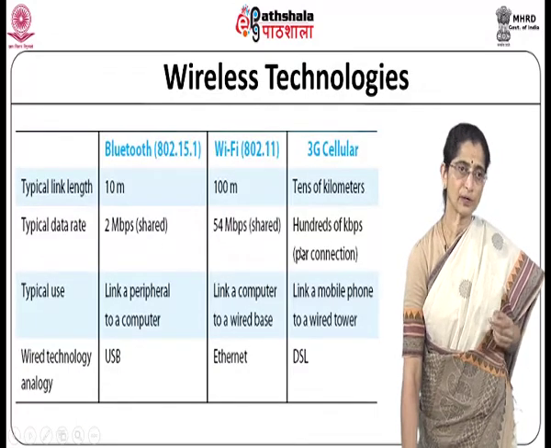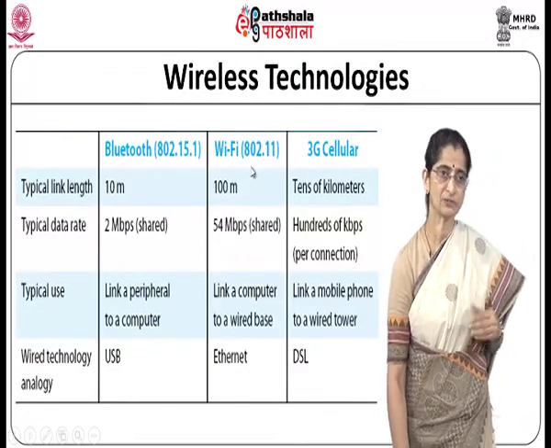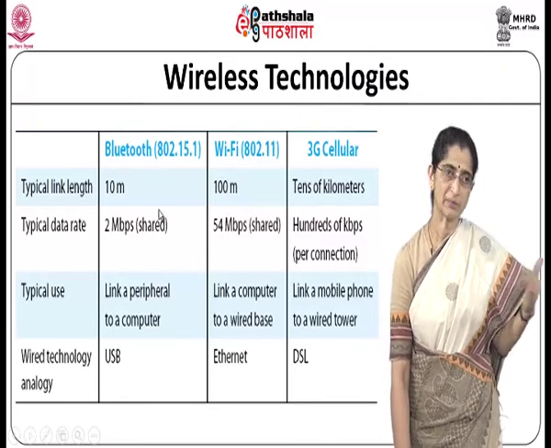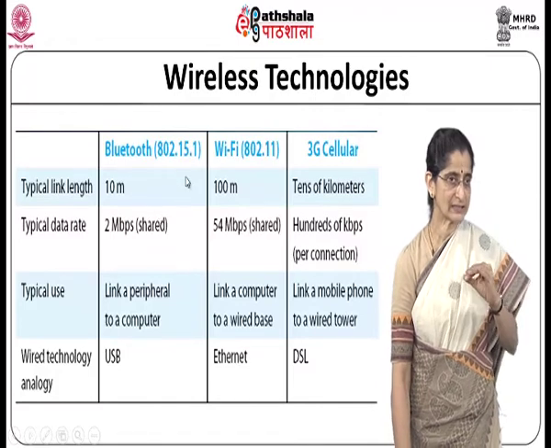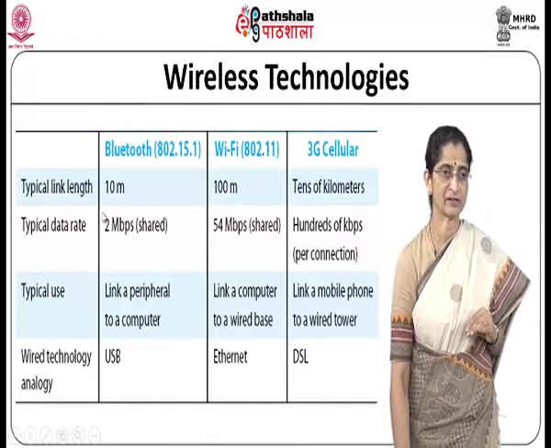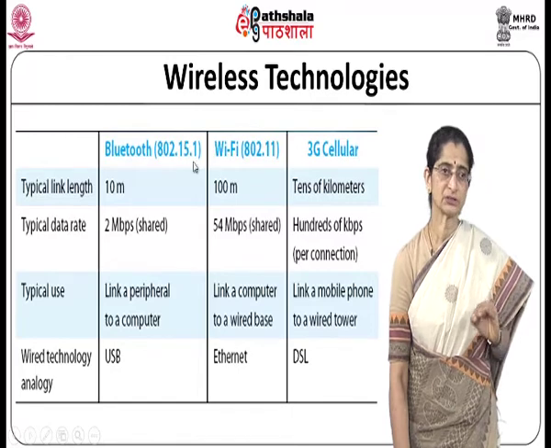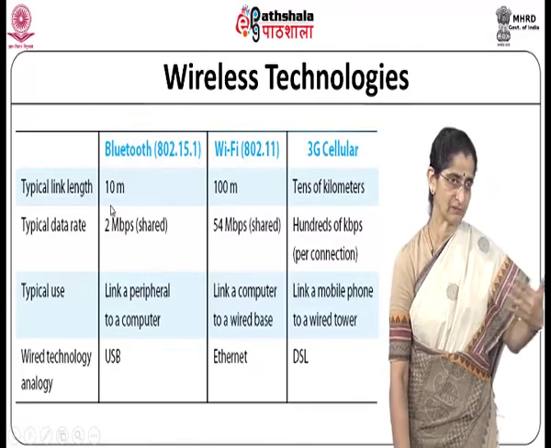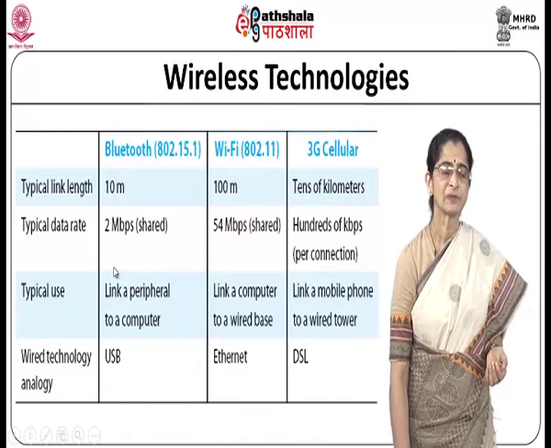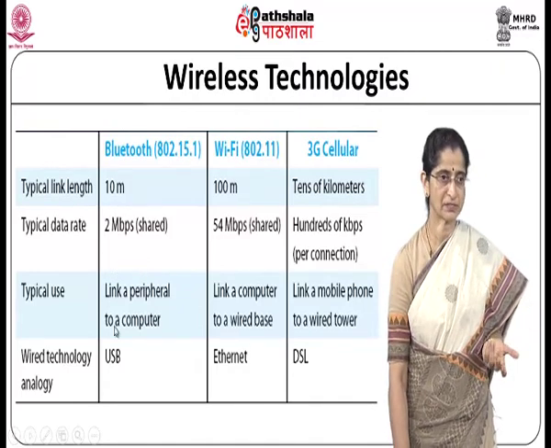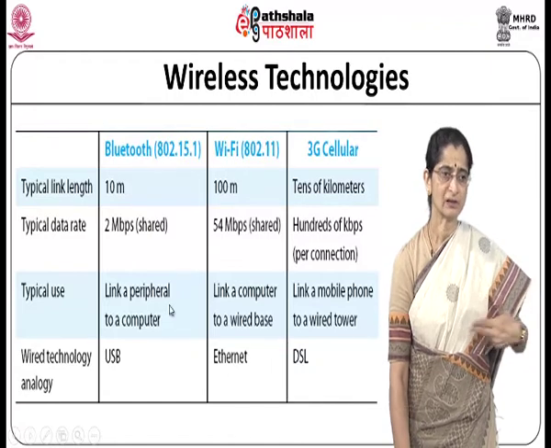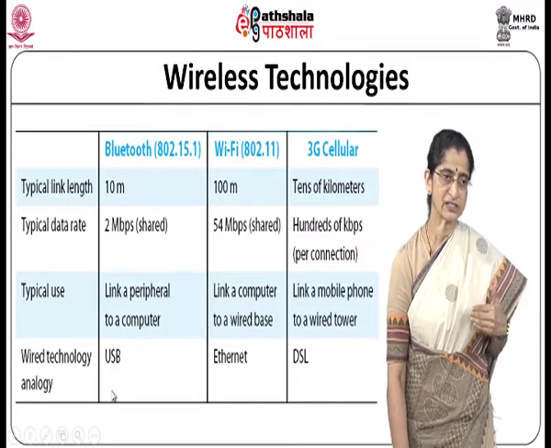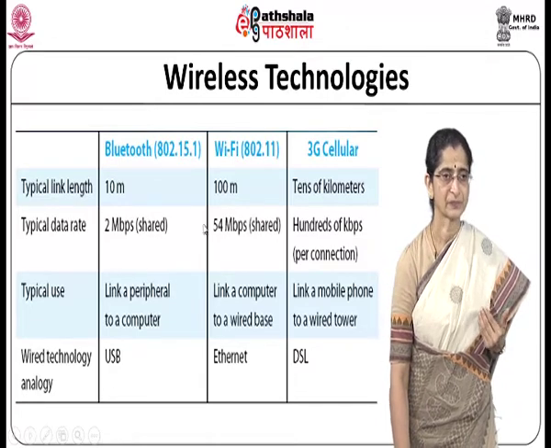Now if you look at the common wireless technologies that are used, depending on the range that is covered and the data rates, there are many different technologies. We will look at three distinct categories. First, the Bluetooth wireless technology, which is used typically for short ranges, within about 10 meters. Data rates supported are 2 megabit per second. Typical use is to link a peripheral to a computer, and the wired technology analogy for this would be something like USB.